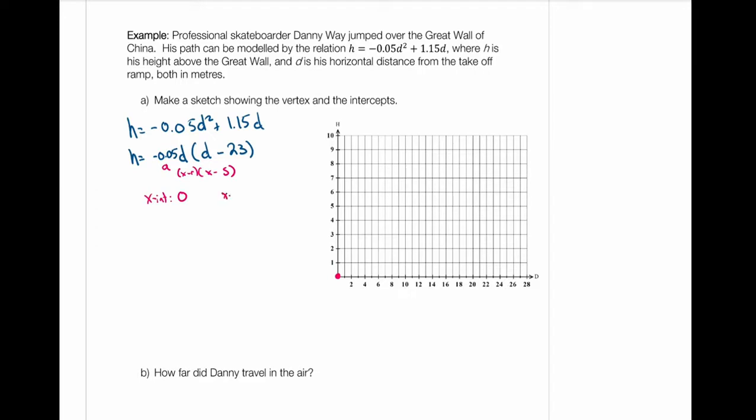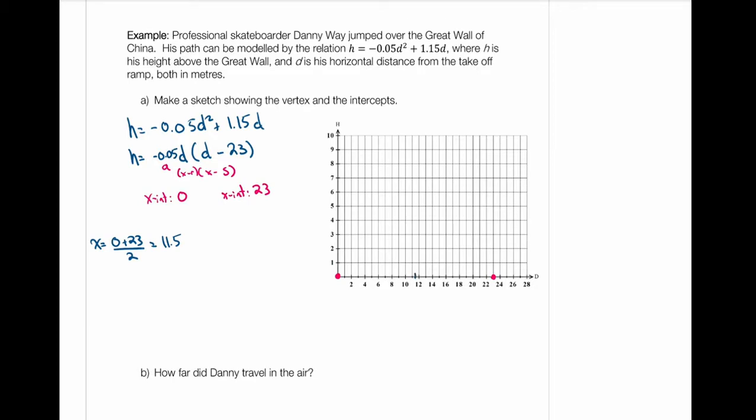So I'm going to have one x-intercept that's 0, and if I look at the second one, d minus 23, that x-intercept is the opposite of what we see, or in this case 23. So now I know my two x-intercepts. In order to find the vertex, I need to find the middle value of these 2 points. So I need to add them together: 0 plus 23 divided by 2 equals 11.5. So I know the x value of my vertex is 11.5, which is around here.